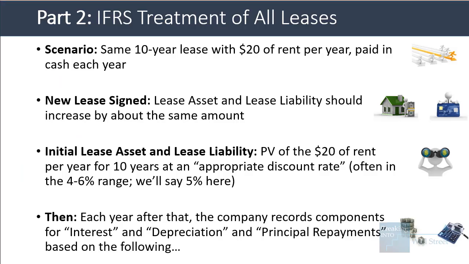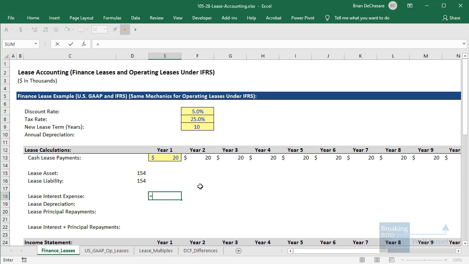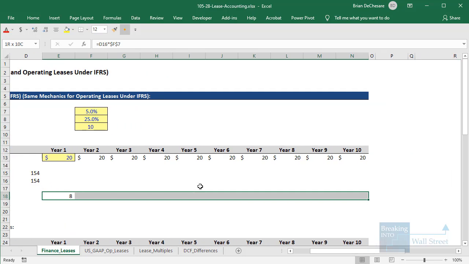Now, each year after that, we have to record components for interest, depreciation, and principal repayments based on a few simple rules. The interest will be equal to the discount rate times the lease liability each year. So initially, it's 5% times 154. Let's go in and enter that. For the lease interest expense in year one, we're going to take the lease liability from the end of the previous year and multiply by the discount rate. We'll anchor the discount rate and then copy this across.